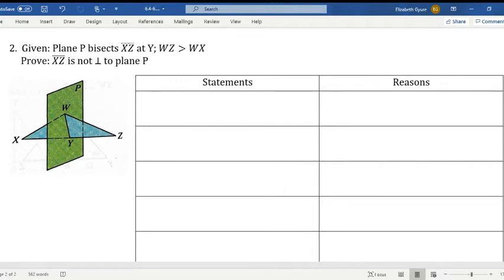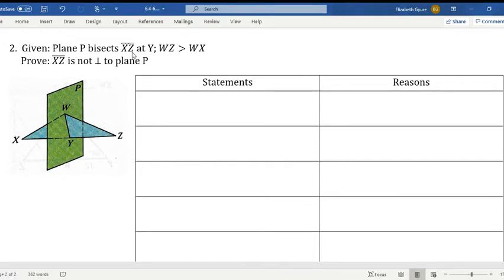I was feeling generous. So we have that plane P bisects segment XZ at Y, and the measure of YZ is greater than the measure of YX, I'm sorry, WX. The measure of WZ is greater than the measure of WX. We're going to prove that segment XZ is not perpendicular to plane P. So we want to prove that this is not perpendicular.